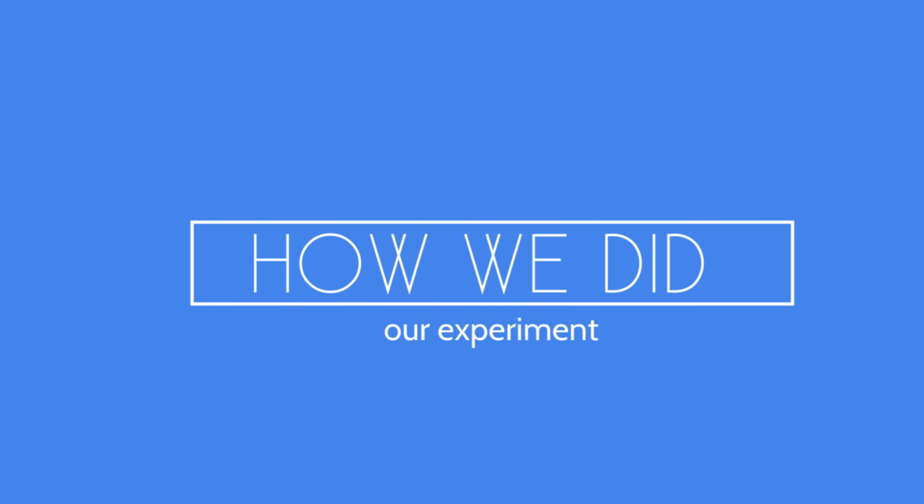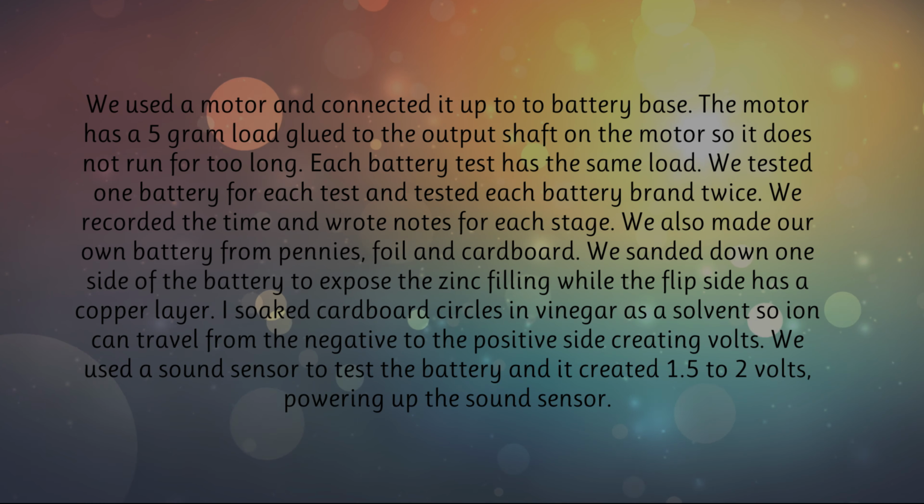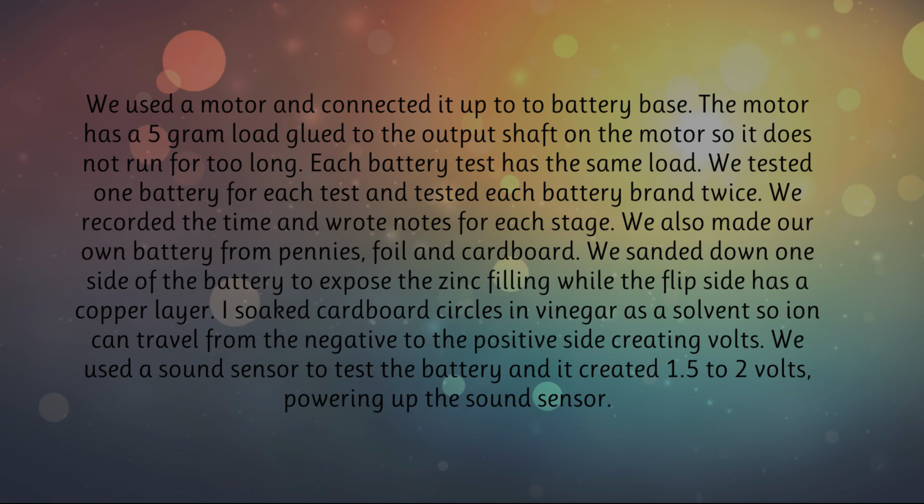So how do we do our experiment? Well, first, we use the motor and connect it to the battery base. The motor has a 5-gram load glued to the output shaft on the motor so it does not run for too long. Each battery test has the same load. We tested one battery for each test and tested each battery brand twice. We recorded the time and wrote notes for each stage.